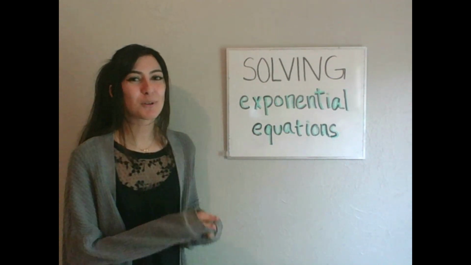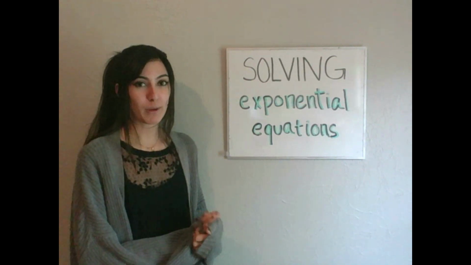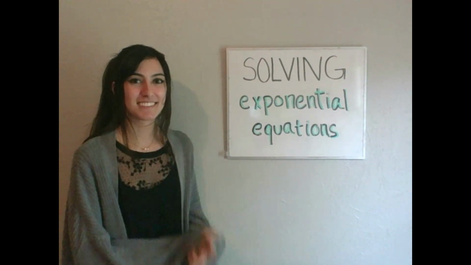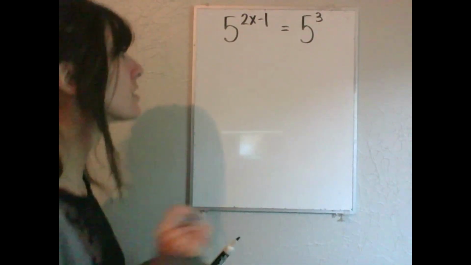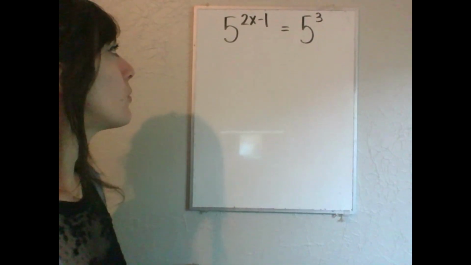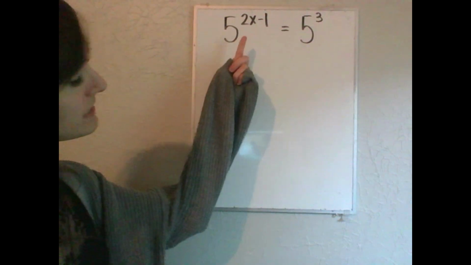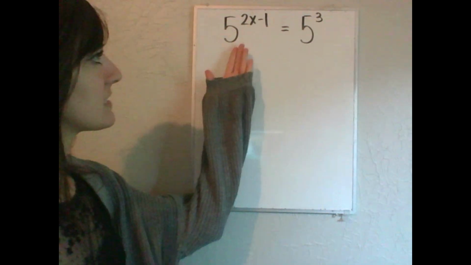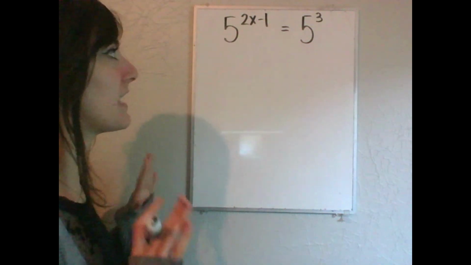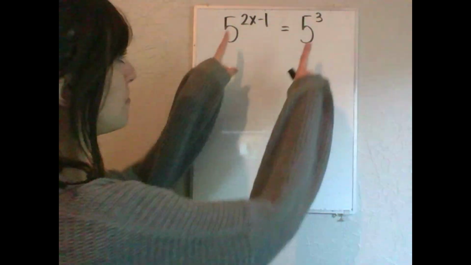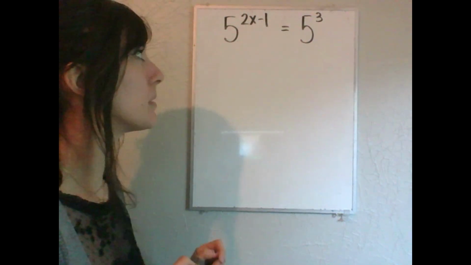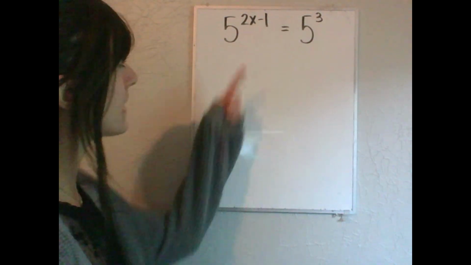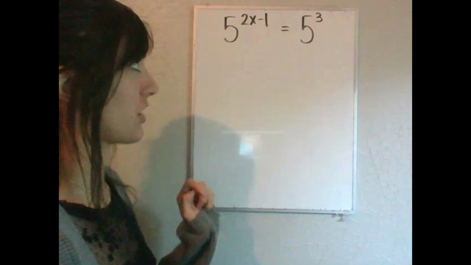Today we're going to review solving exponential equations for your upcoming quiz. So let's get started. All right, let's take a look at our first example. We have 5 to the 2x minus 1 equals 5 to the third. Both sides of my equation are as simplified as they can be, and both my bases are the same. That means all I have to do is drop my bases and set my exponents equal to each other.